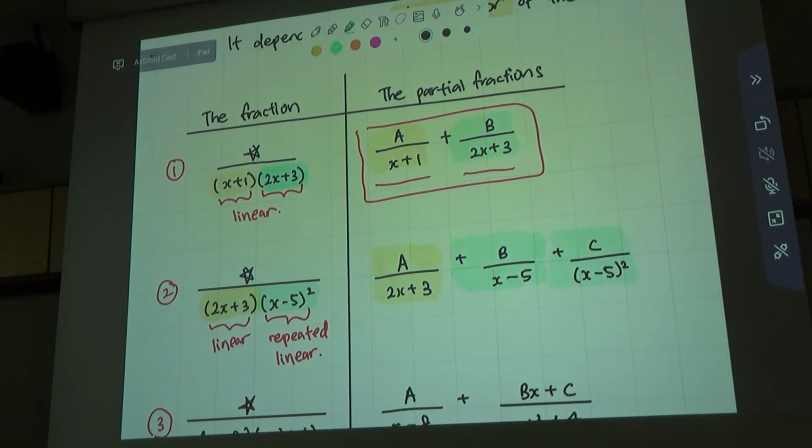I hope the color can be seen. Let me try to darken it. Okay? So I'm just getting the concepts down first, knowing what is the format that will be created first.